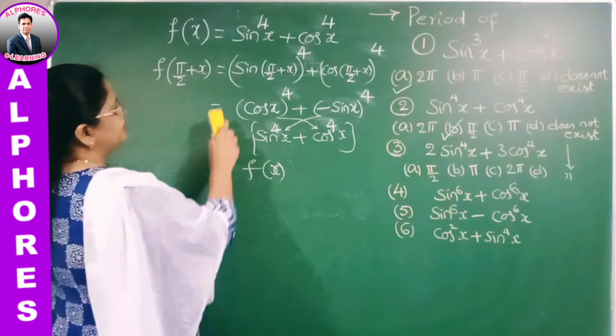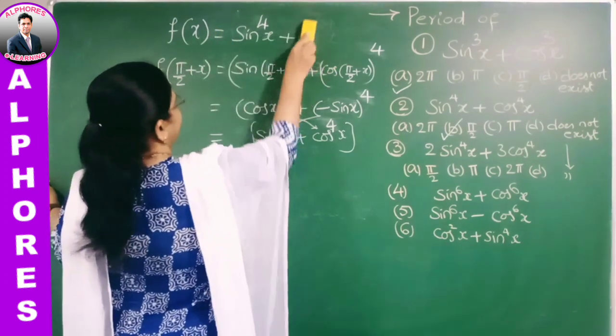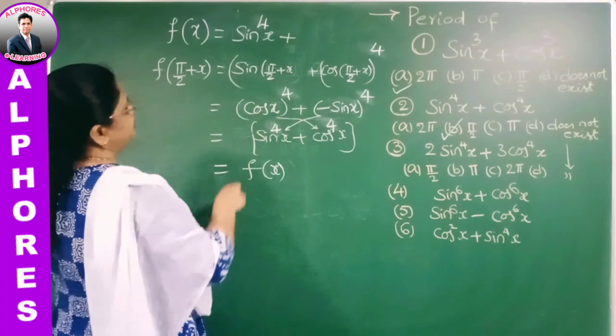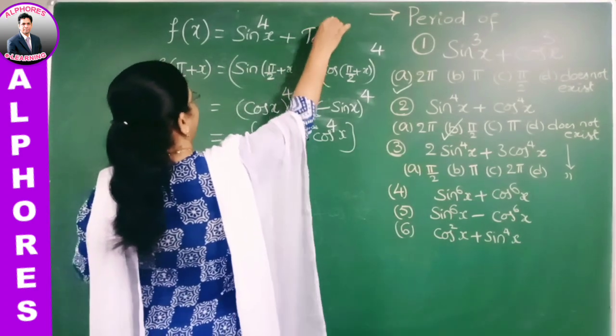Understand? And suppose let us observe here, instead of cos to the power of 4x, suppose you are having tan to the power of 4x, right?